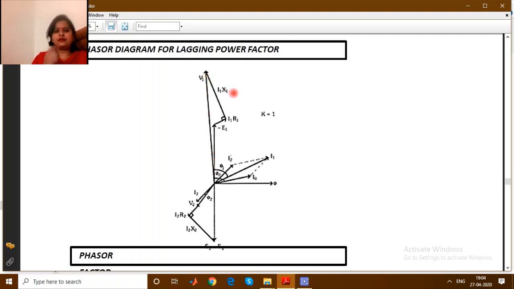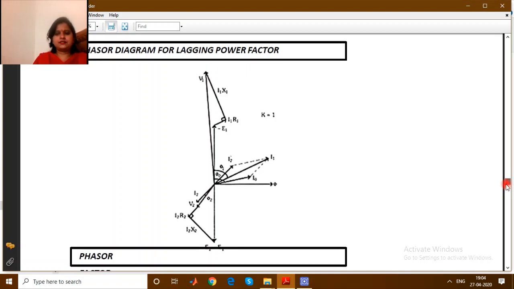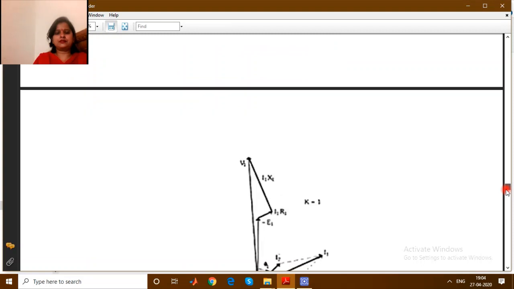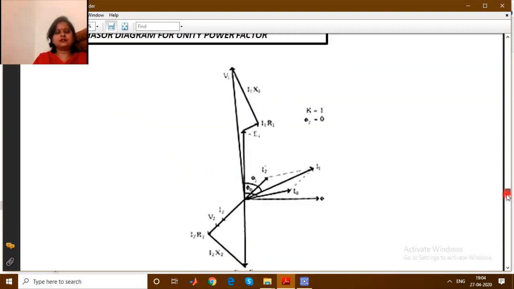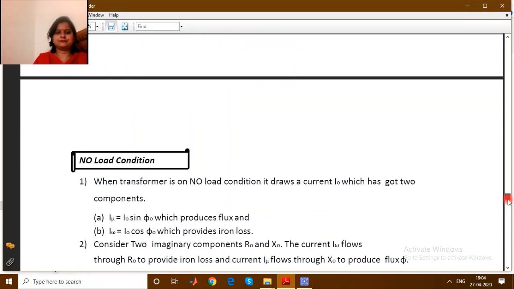So this is how the phasor diagram has been drawn for a practical transformer with lagging load, when the load is an RL load, right? Similarly we can draw the phasor diagram for leading power factor or for RC load, and for unity power factor, meaning for resistive load.